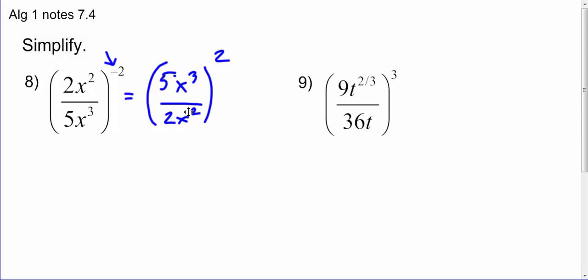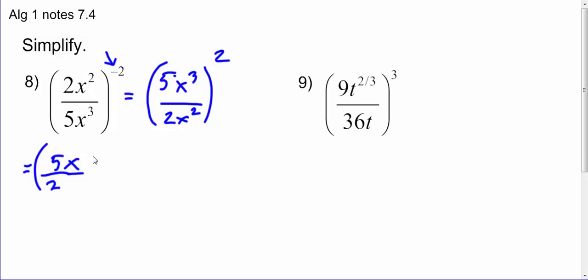Now, we kind of have a decision to make. Do we want to apply this exponent to everything first, or do we want to simplify? It's really a judgment call. To me, I prefer to simplify if I can, and in this case, I'm going to do that. However, I wouldn't blame you a bit if you wanted to apply the square to all these terms and then simplify afterward. So I'm going to simplify within the group and then apply the square. All right, so basically 5 over 2, we can't do anything with that. We'll just leave it as 5 over 2. But x cubed divided by x squared is just simply x to the first.